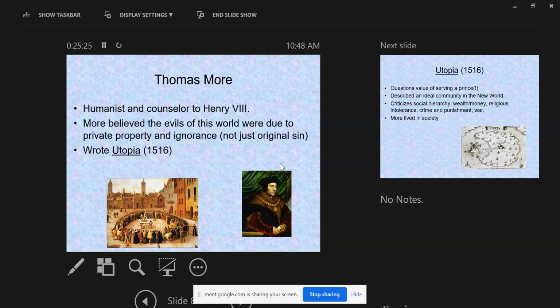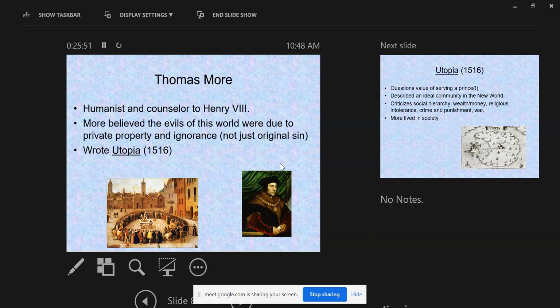He writes a book called Utopia. Oh, that's kind of a word that we know. Utopian. What's utopian mean? Something like perfect society. Perfect, yeah. And it's never really completely perfect, is it? He writes this book called Utopia. It actually is Greek and it means nowhere. So nowhere is perfect, really.